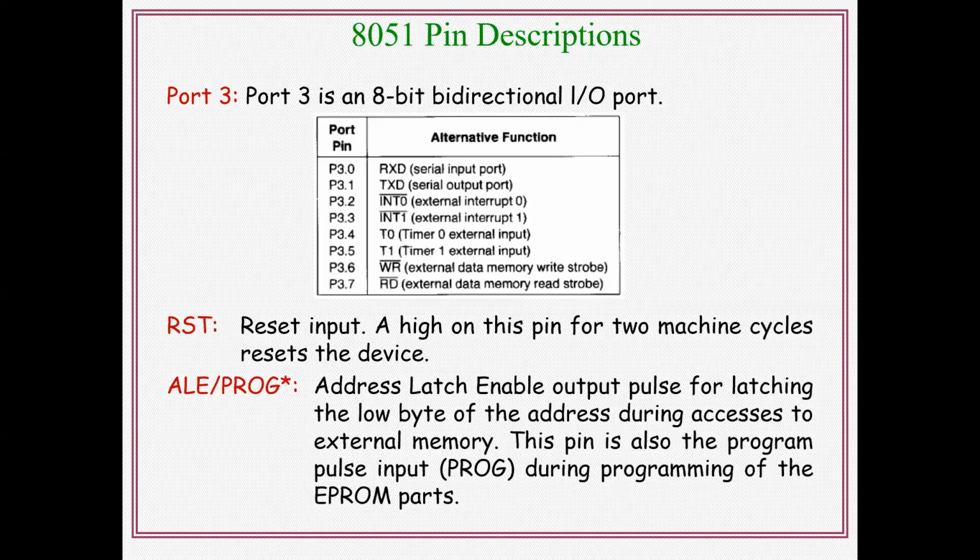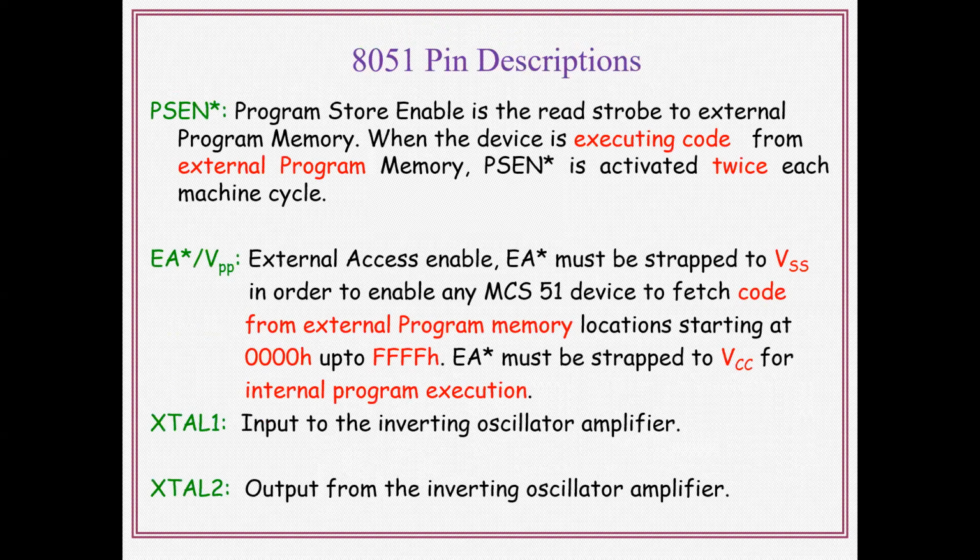If the ALE signal equals 0, then AD0 to AD7 act as the address bus A0 to A7. If ALE equals 1, then AD0 to AD7 act as the D0 to D7 data bus. This pin is also the program pulse input, PROG, during programming of the ROM. And PSEN bar, an active low signal, program store enable, is the read strobe to external program memory.